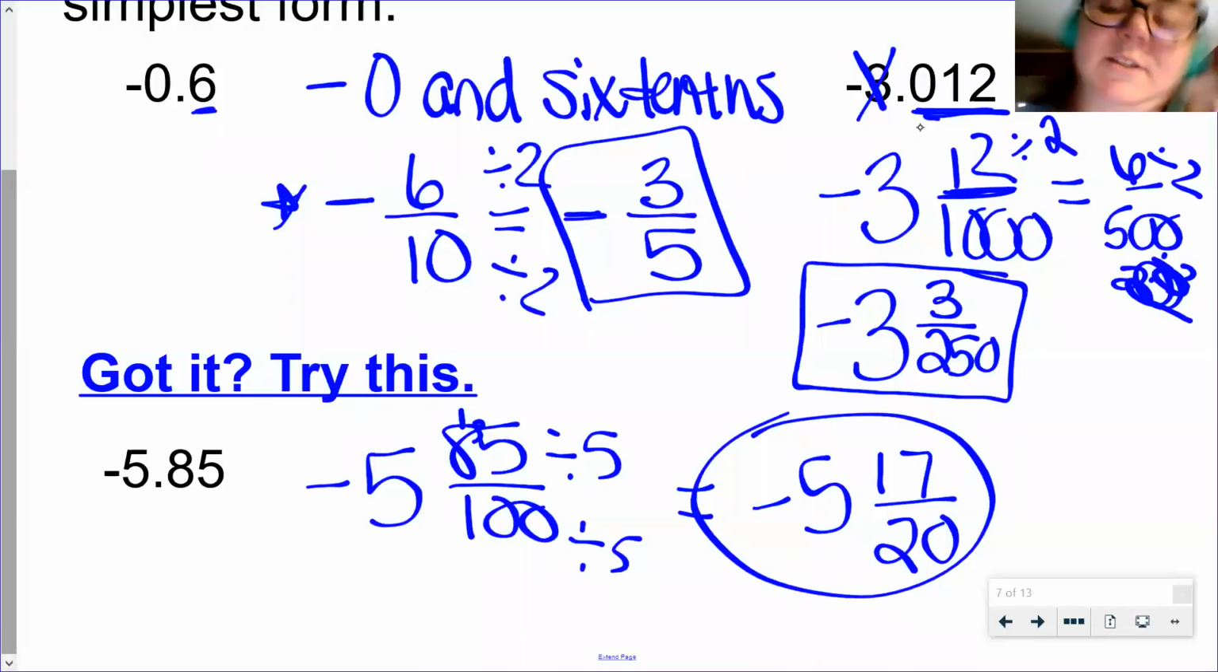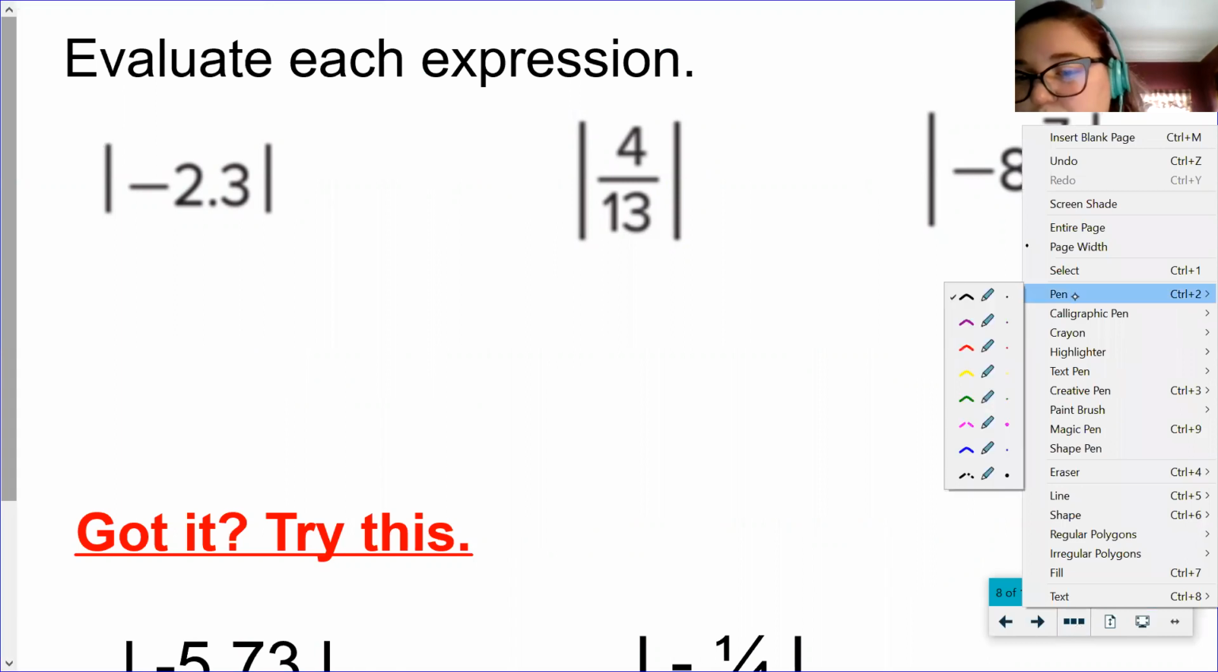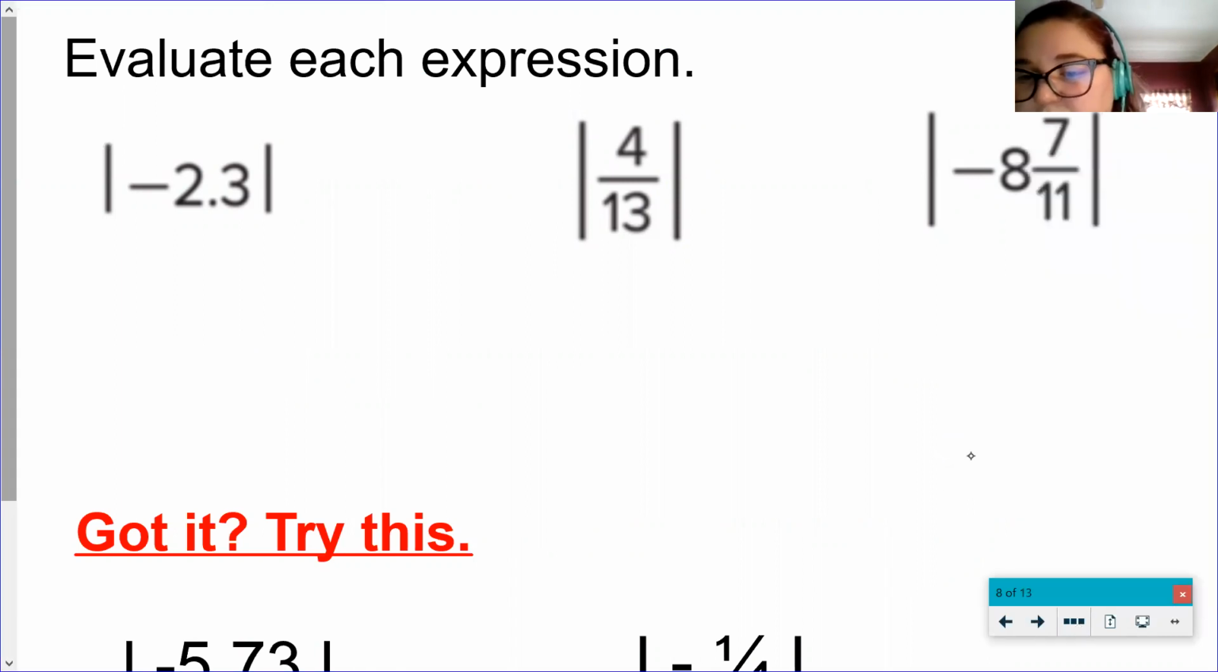Okay, so let's look at the next problem here. All right, so this is absolute value. Looks familiar. However, these are rational numbers. So we're going to find out how far these numbers are from 0. So guess what? Don't think about it too hard. Absolute value means how far that number is from 0. So what do you think the answer would be for the first one?